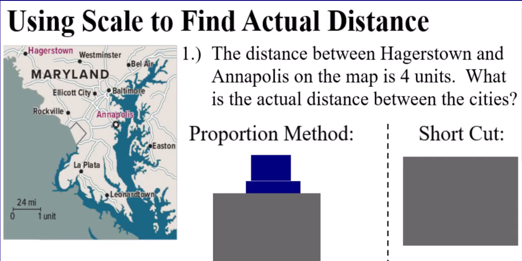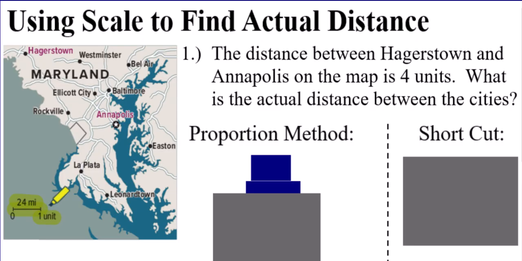Okay, let's look at some actual examples here. Here we have a map. Let's read the problem together. It says the distance between Hagerstown and Annapolis, both towns in Maryland, on the map is 4 units. You're like, what's a unit? Well, let me get out my highlighter here. Down here you can see how long a unit is. And they're telling you every 1 unit is equal to 24 miles. So right down there in the corner of the map is the scale.